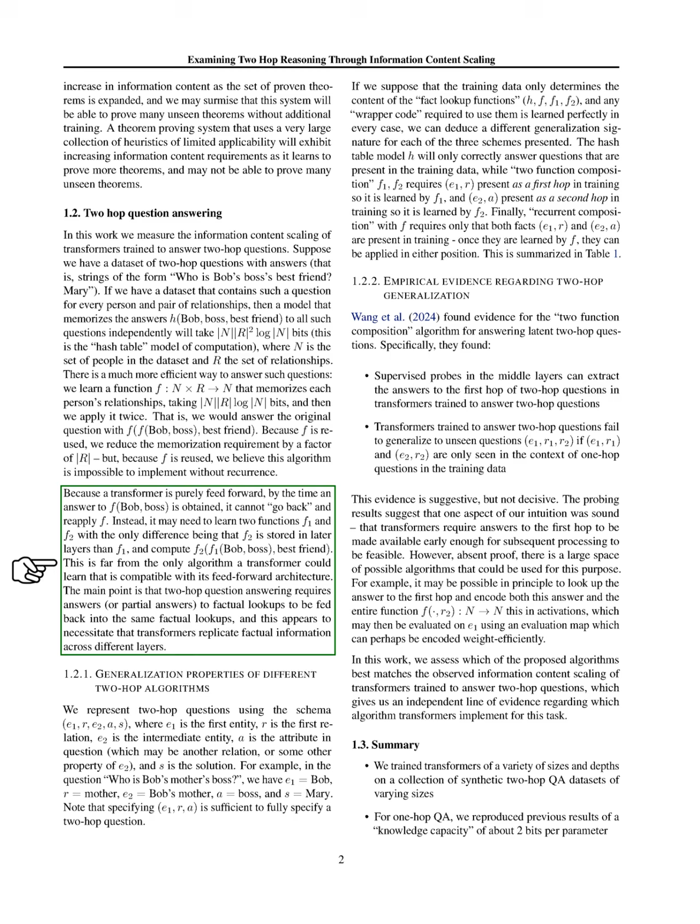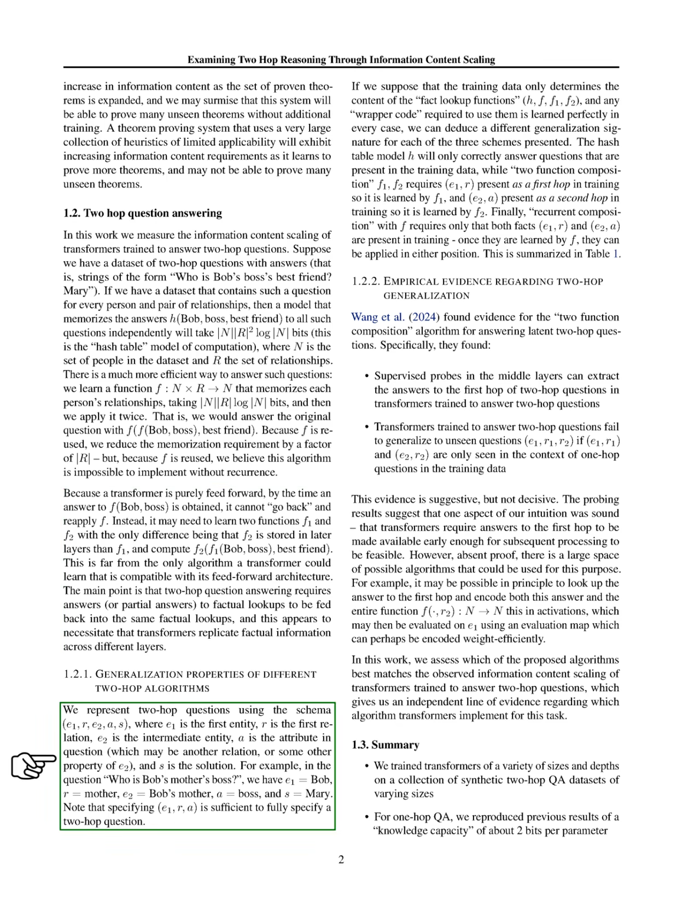Section: Generalization properties of different 2-hop algorithms. In this section, we explore the generalization properties of various 2-hop algorithms. We represent 2-hop questions using a specific format: the first entity, the first relation, the intermediate entity, the attribute in question, and the solution. For instance, in the question, "Who is Bob's mother's boss?"